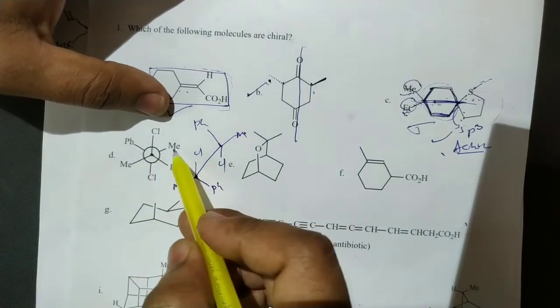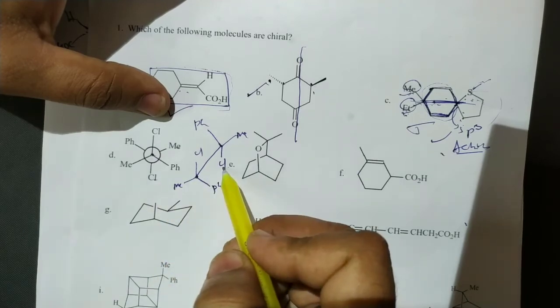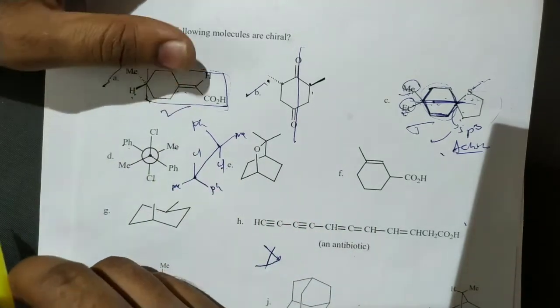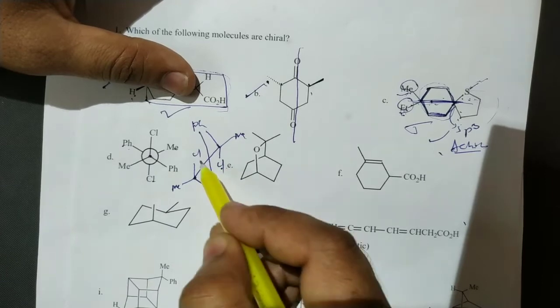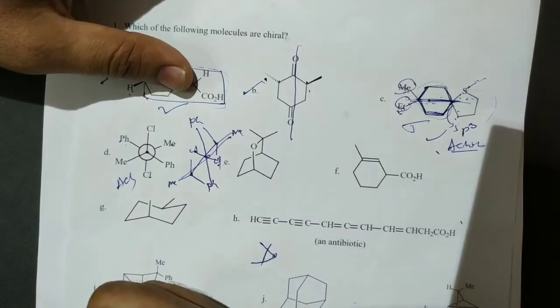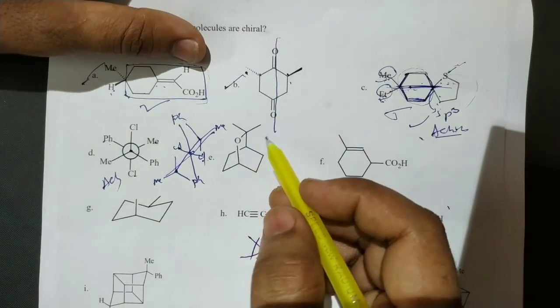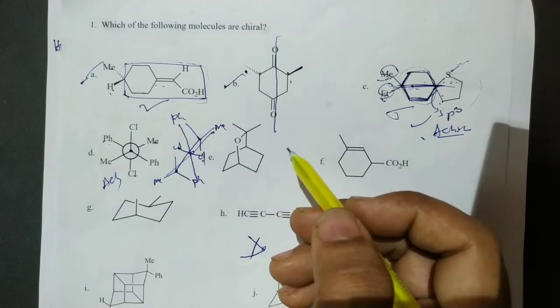On the rear carbon, methyl on the right side, chlorine directly downward, phenyl on the left side. So here there is actually a center of symmetry. There is a center of symmetry. This molecule is also an optically inactive molecule. Okay, next, coming to this one. Actually, here this one has no chiral carbon.